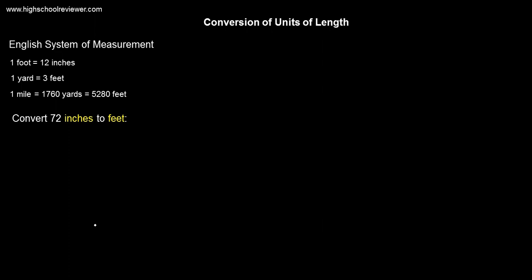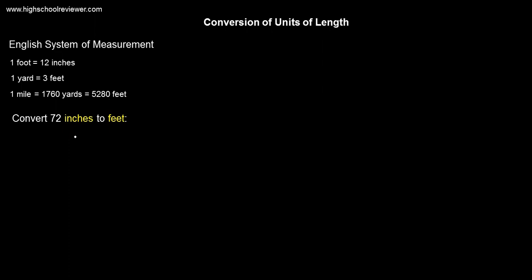Conversion of units of length. We are now going to use the English system of measurement for converting units of length. And we have here some equivalents. 1 foot is equal to 12 inches. 1 yard is equal to 3 feet. And 1 mile is equal to 1,760 yards or equal to 5,280 feet.